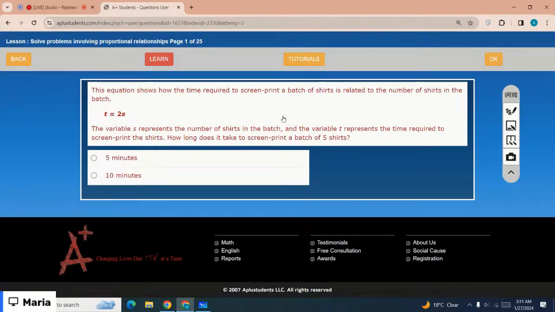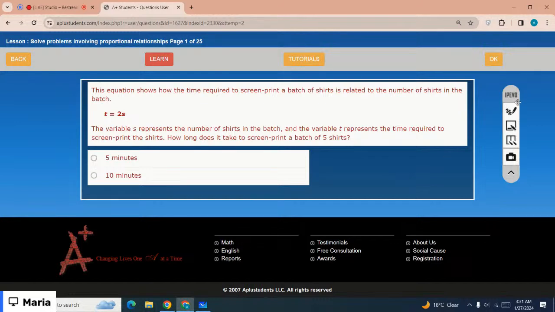This equation shows how the time required to screen print a batch of shirts is related to the number of shirts in the batch. The equation is T equals 2S, right? The variable S represents the number of shirts in the batch and the variable T represents the time required to screen print the shirts. How long does it take to screen print a batch of 5 shirts?